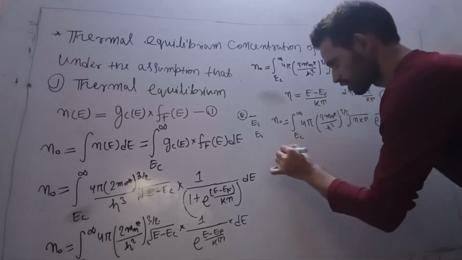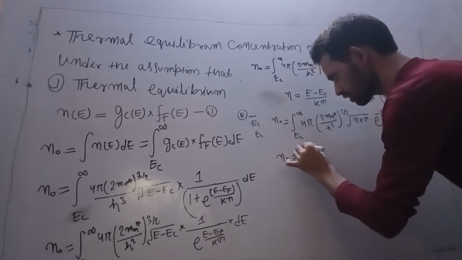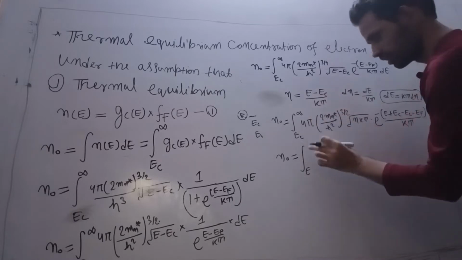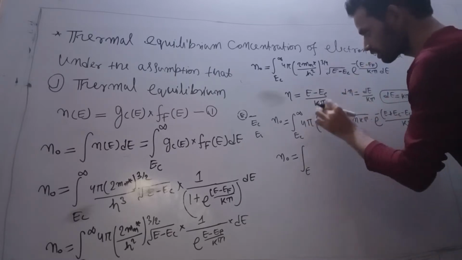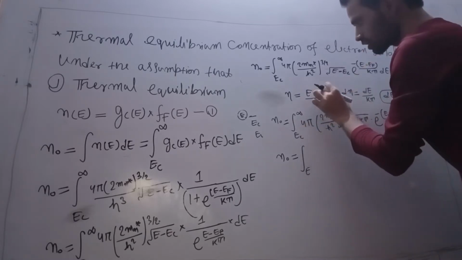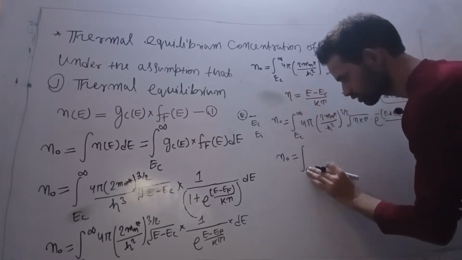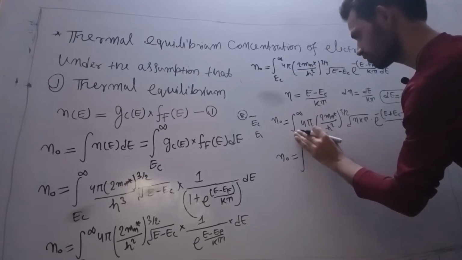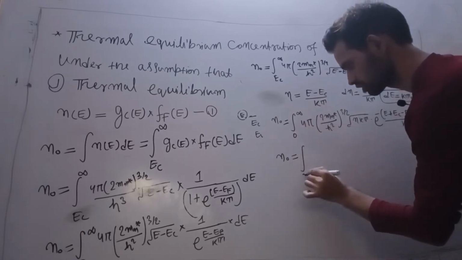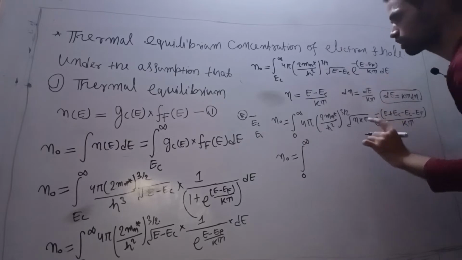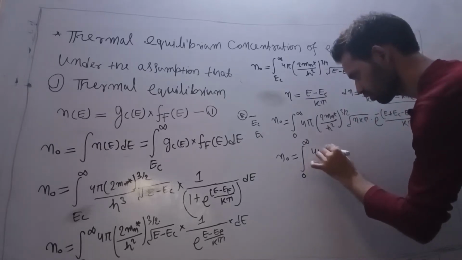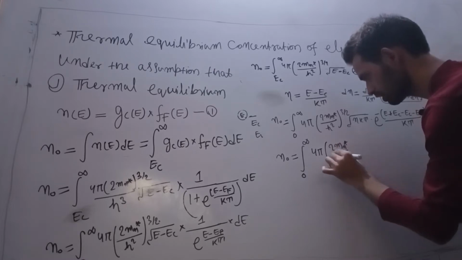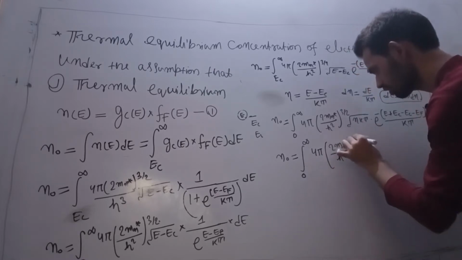Now see here, we will get n naught equal to the integral with the limits changed. When E is equal to Ec, eta is equal to 0, so the lower limit will become 0. So from 0 to infinity, 4 pi (2 mn star divided by h square) to the power 3 by 2.